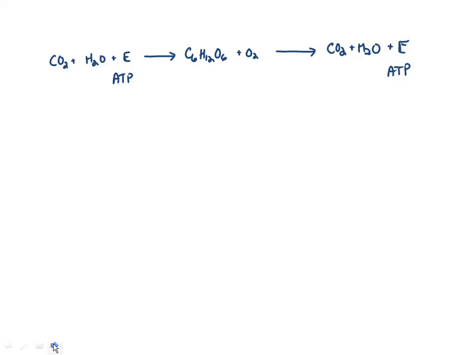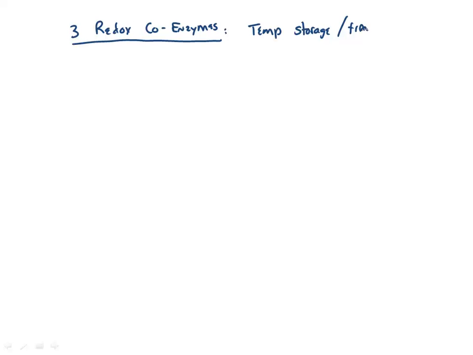So there are 3 redox coenzymes that we want to talk about. And what these are is, well, first off, what does coenzyme mean? They're needed in order for the enzyme to be fully functional, right? They're a part that goes with it. And what these are usually used for is the temporary storage of energy and transfer.